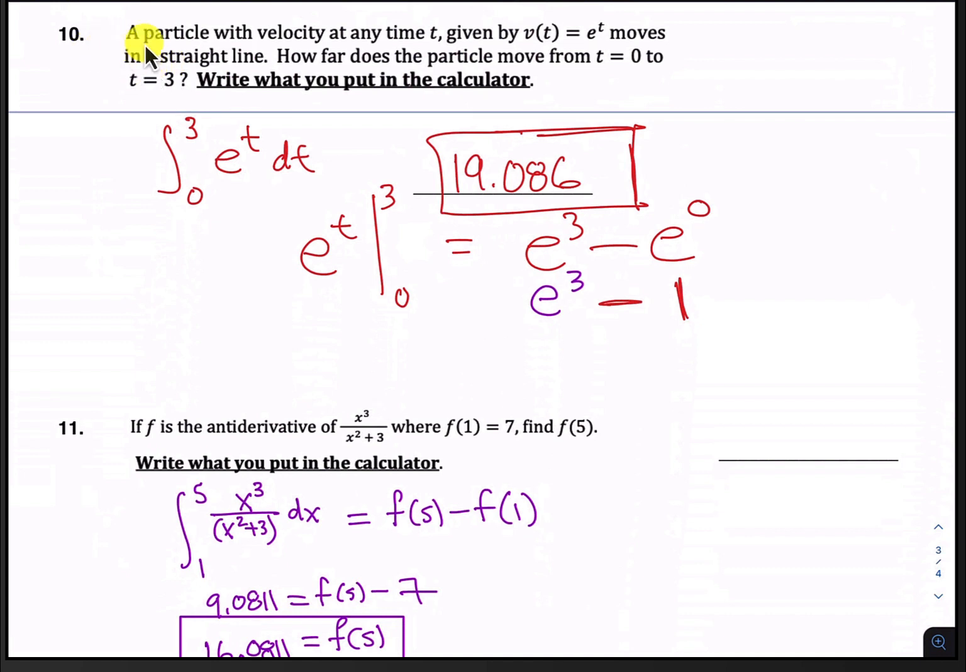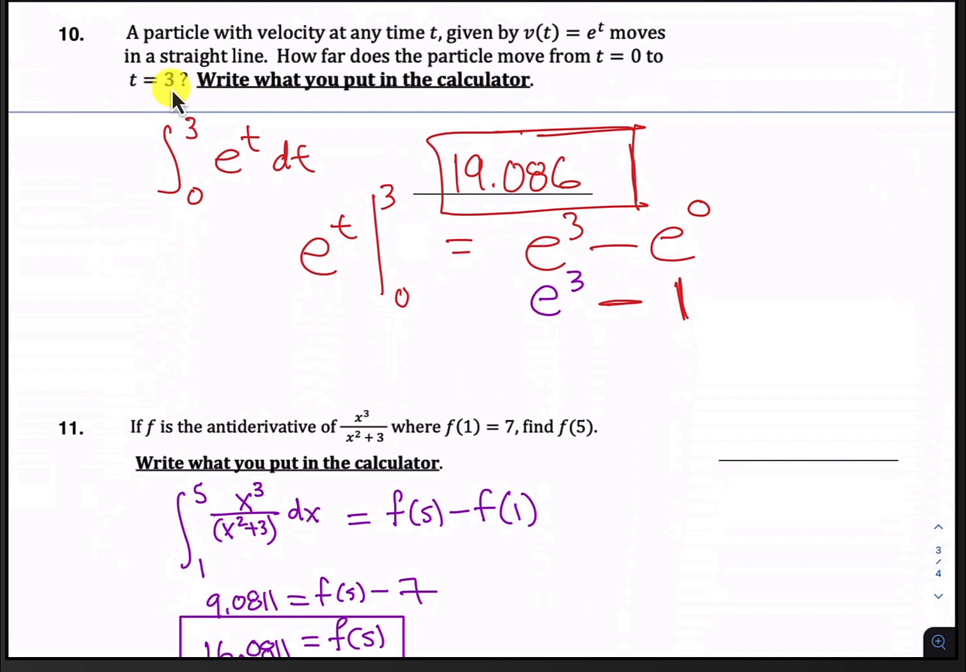Here's number 10. A particle with velocity at any time t given by v of t is equal to e raised to the t moves in a straight line. How far does the particle move from t equals 0 to t equals 3? All right, so to answer the question, how far does the particle move between a position at 0 to a position at 3.